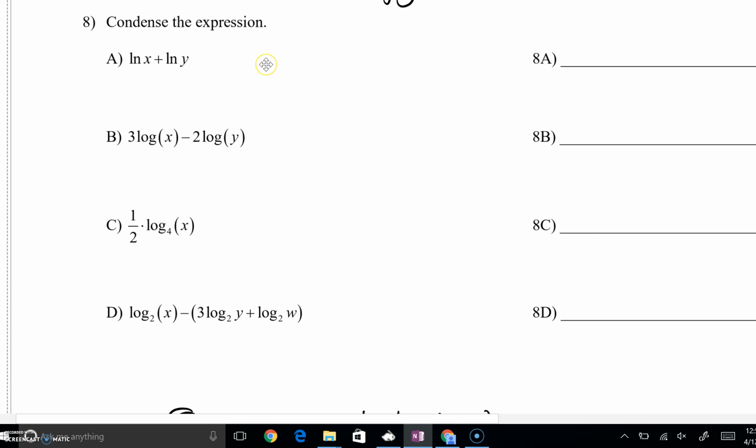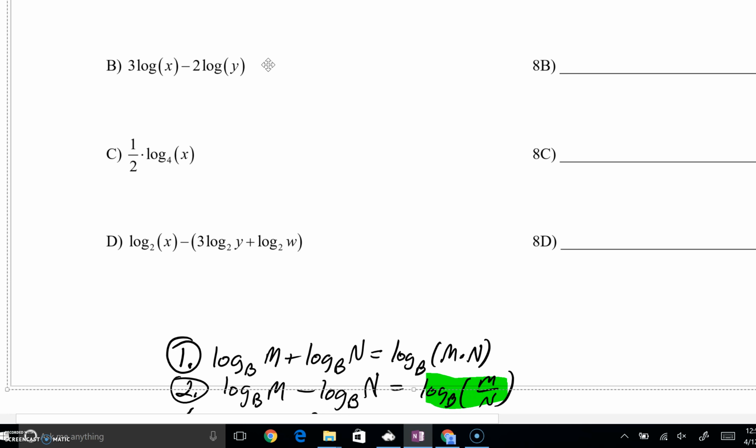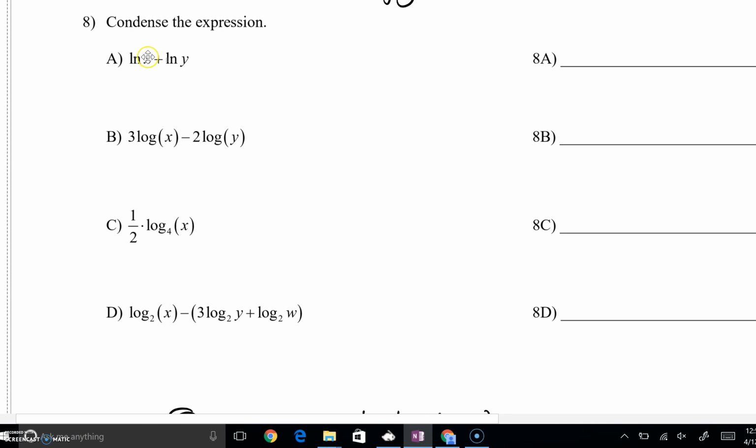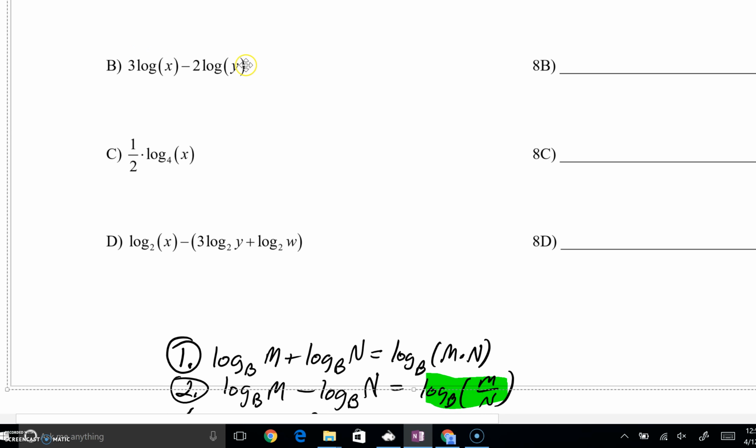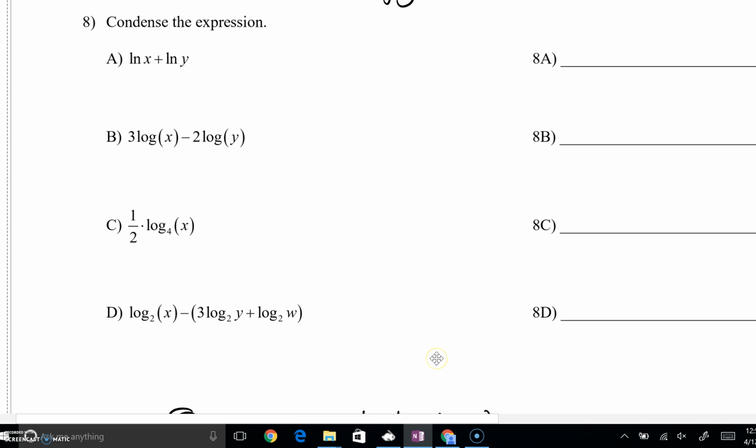Last video for our practice test on 8.4 and 8.5. Tell you what, we can definitely condense. As we look at letter A, we're adding two logs together. You can see down here when you're adding two logs together, you're going to multiply their insides. So this simply becomes natural log of x times y. We're done. That's all you have.